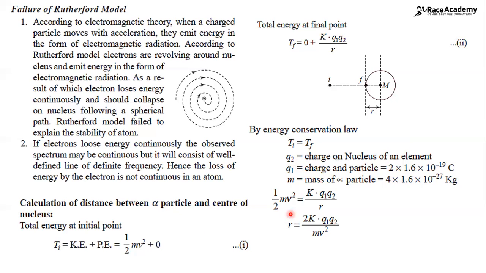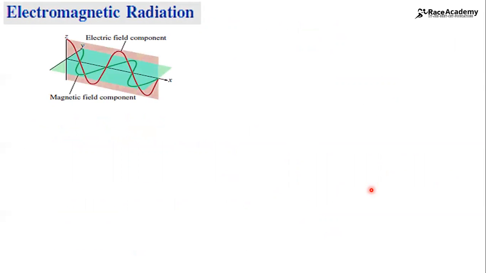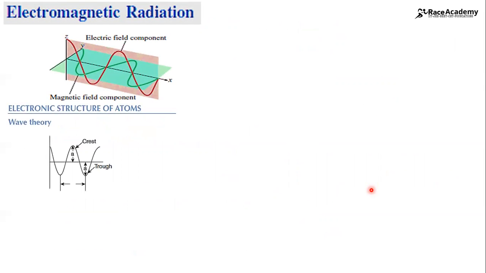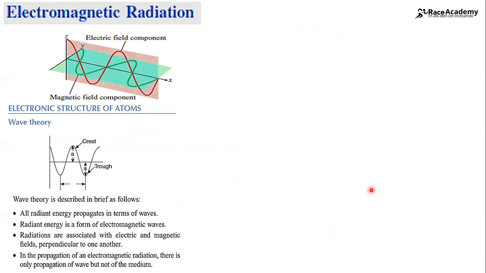So this derivation gives information about the alpha particle scattering experiment. Rutherford's model is successful, but it has some limitations. Next, electromagnetic radiation. That means electric field and magnetic field wave theory. This wave has the properties of crest and trough. This is the amplitude. All radiant energy propagates in terms of waves. That energy is in the form of electromagnetic waves, and the radiation is associated with electric and magnetic fields perpendicular to one another.